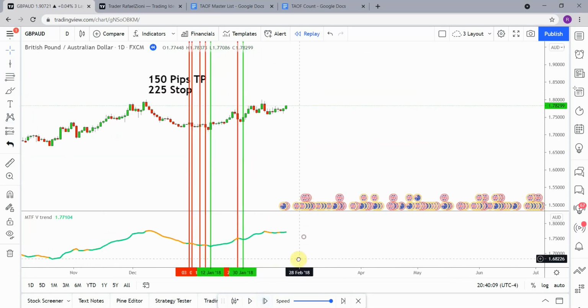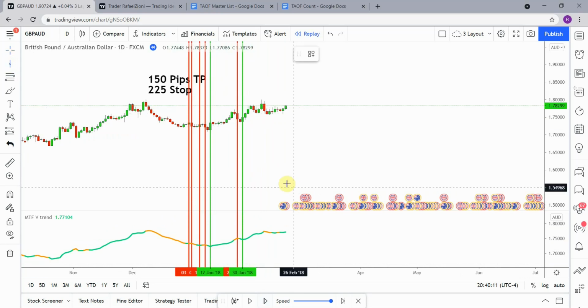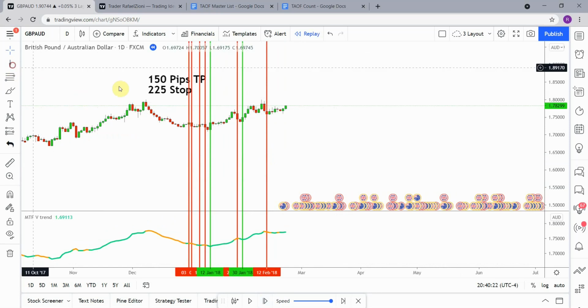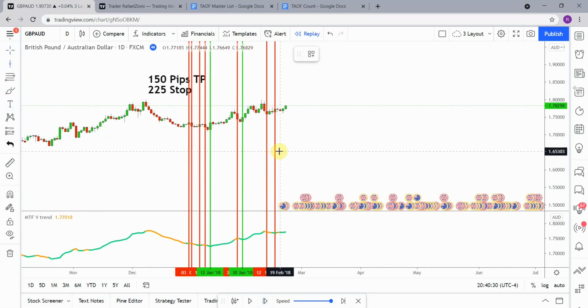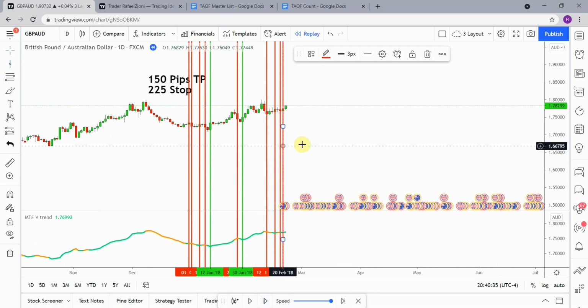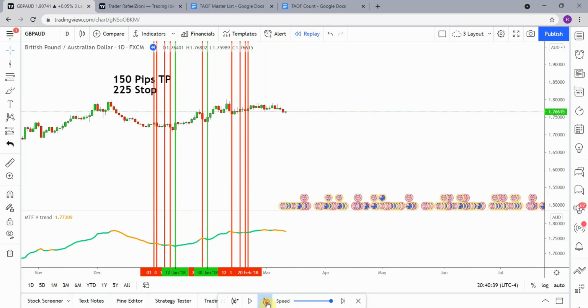Play this forward a little bit more here. So we pick up a short right there on that one. Flip to a long right there within a couple candles. Back to a short almost immediately. Then a long right there.